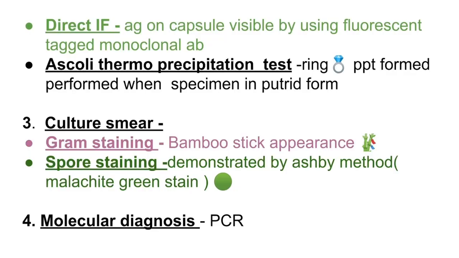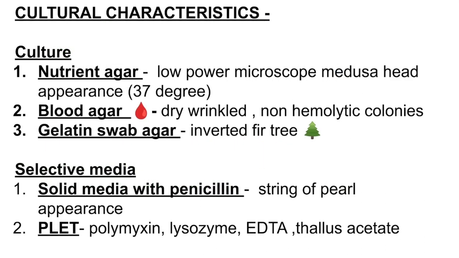Now coming to the culture smear, it can be done by gram staining, bamboo stick appearance we just saw. Spore staining is demonstrated by Ashby's method. The special stain used here is malachite green stain. Under cultural characteristics, first we'll study about different types of agar on which this Bacillus anthracis can be grown. It is nutrient agar, blood agar, gelatin stab agar.